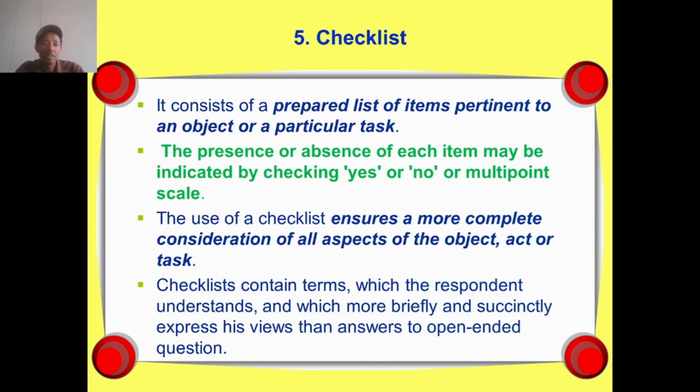So a checklist is simply a prepared list of items associated with the objective of your study or the objective of your experiment. The use of a checklist ensures a more complete consideration of all aspects of the object, act, or task. Checklists contain terms which respondents understand and which more briefly and succinctly express their views than answers to open-ended questions.